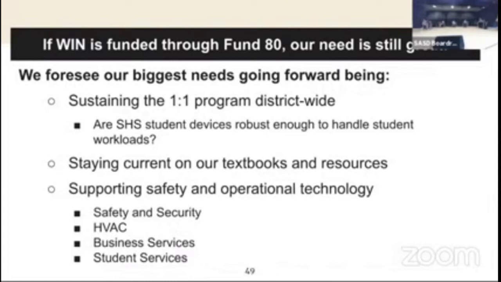We need to continue to stay current on our textbooks and resources. We're at a point, especially with our technology, where we're thinking less about what do we add, and it's more how do we sustain and stay current. And we also look at supporting our safety and operational technology, right? Everything from our security, door badges, HVAC, our business services, student services, everything is going to that electronic platform and to that technology platform.